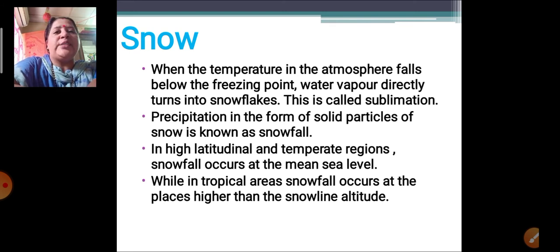And where does snowfall take place? Mainly in places at higher latitude. In the temperate zone, snowfall occurs at the mean sea level. And in the tropical areas, snowfall occurs at places higher than the snowline altitude. So, where does snowfall take place? At higher latitude. In temperate regions, snowfall occurs at mean sea level, while in the tropical areas, snowfall occurs at places that are higher than the snowline altitude. These are the places where snowfall mainly takes place.